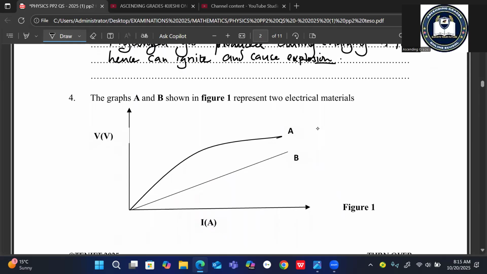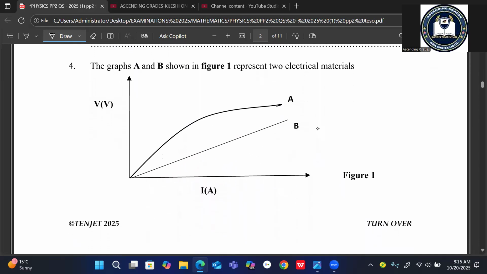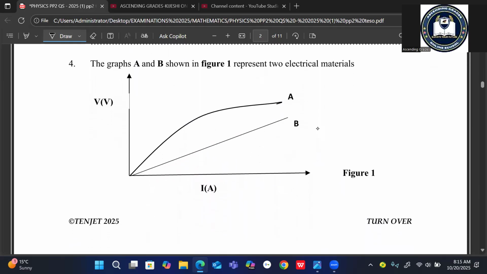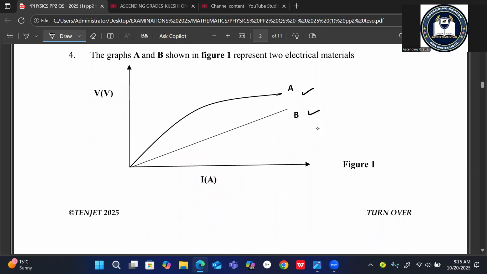We have our question 4. We're given two graphs, A and B. They represent two electrical materials. You can see one is producing a straight line, and the other one is producing a curved graph. This is a graph of potential difference against current.